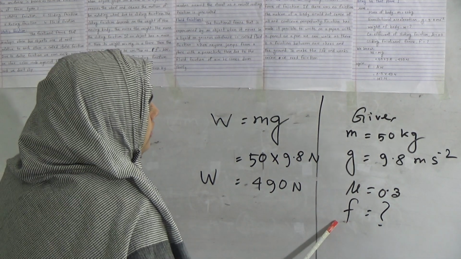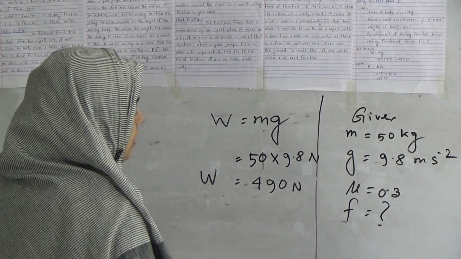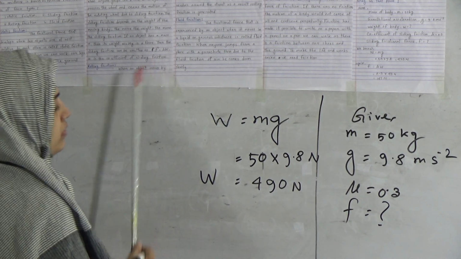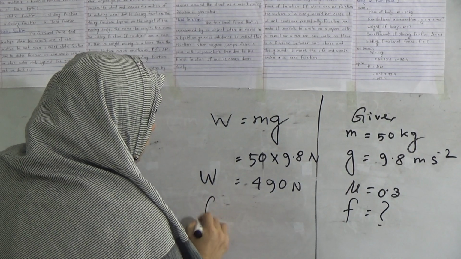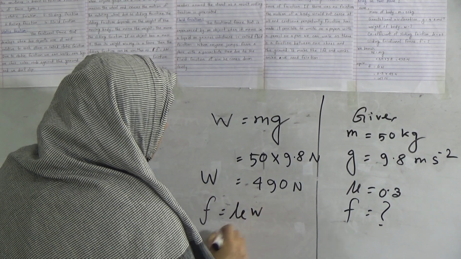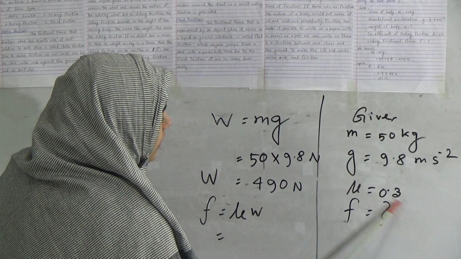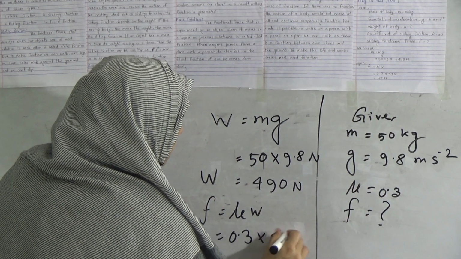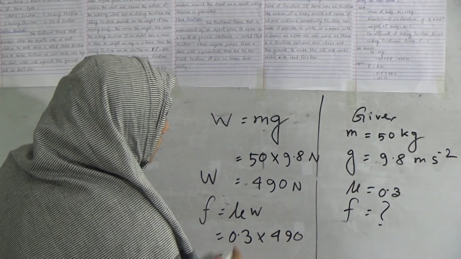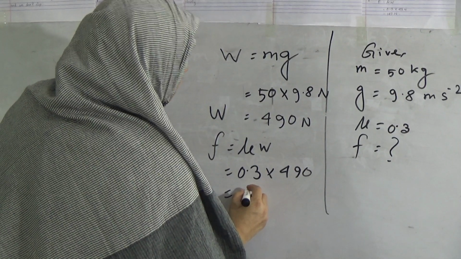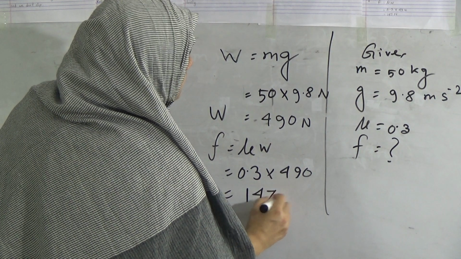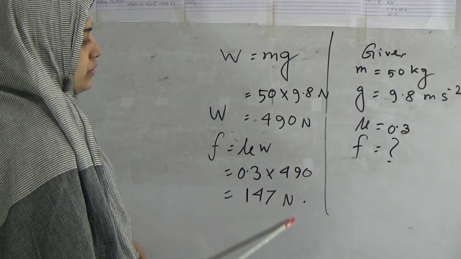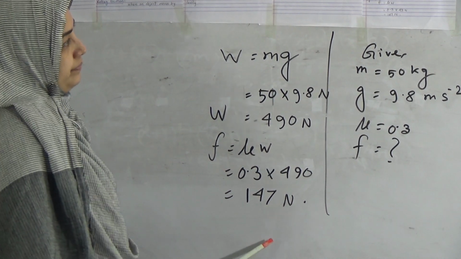Now we'll find out the sliding frictional force. We know the formula of sliding frictional force is F equals mu W. So F equals mu W, where the value of mu is 0.3, into W which is 490. So the sliding frictional force will be 147 Newton. The unit of force is Newton. My dear students, this is the answer.